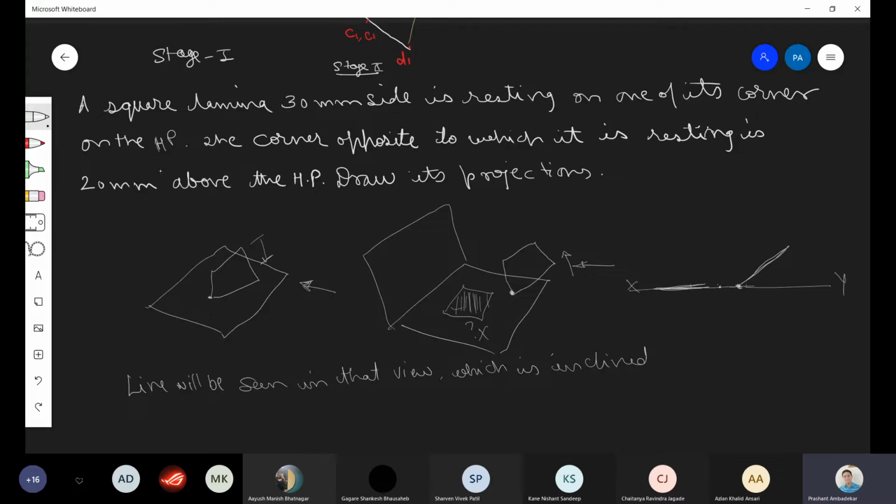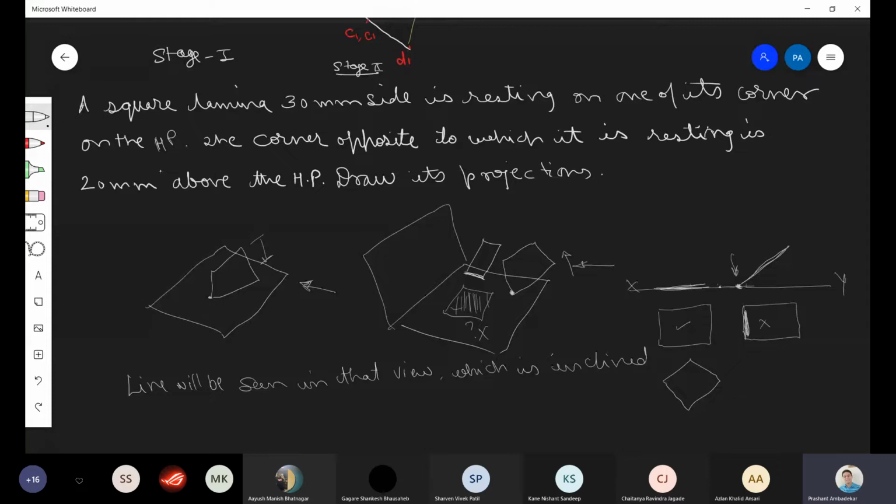Now you may be thinking, how will we draw the top view? Will we draw it like this, or like this? If you draw the top view like this, what will happen here? It is resting like this. So what is this point denoting? It is denoting an edge. And the question says it is resting on one of its corners on the HP. This is what we don't want.